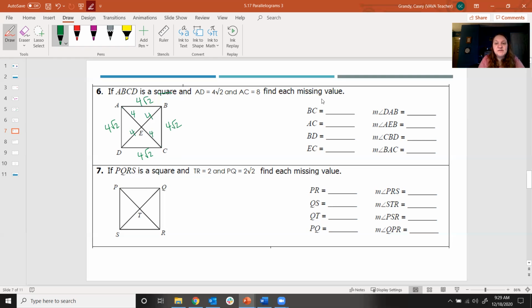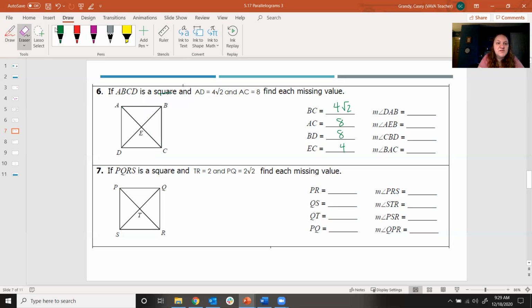Okay, so let's deal with all these segments first and then we'll deal with the angles. BC is also 4 root 2. Noticing I'm putting 4 root 2, I am not putting this in a calculator and rounding to a decimal. Keep it 4 root 2. That's an exact answer. AC is 8. BD is also 8. And EC is 4. I'm going to erase my side lengths so we can talk about angles and not get too messy here.